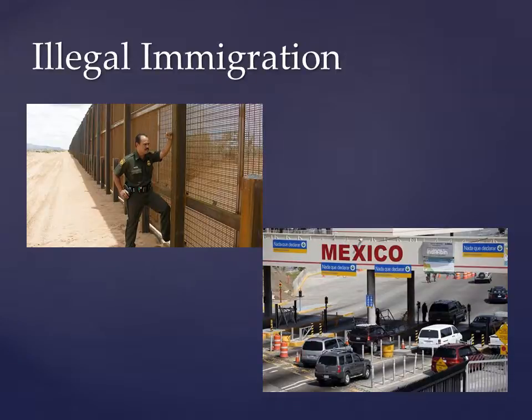These are pictures of one of the fences between Mexico and the United States. That is a Hispanic officer looking over into America. And then there is the Mexican-American border where the cars are crossing and they're checking them.